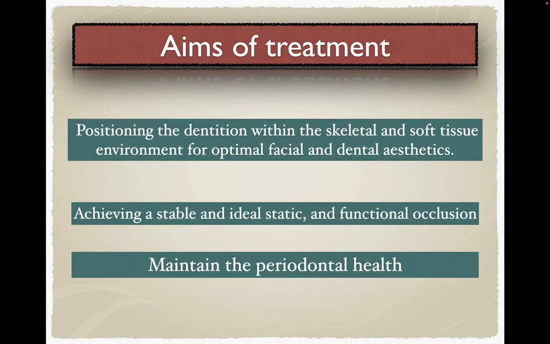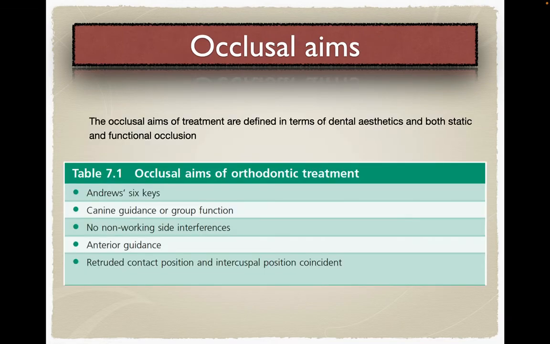So now we are done with the aims of positioning the teeth in the proper position. That is the soft tissue aim, or the facial aesthetic aim of treatment. Now we move to the second one, which is putting the teeth in the ideal aesthetic and functional occlusion. So when we do the treatment, the aims of the treatment are to achieve first the Andrews 6 keys of normal occlusion, which we all know.